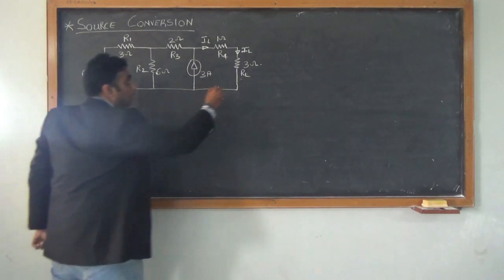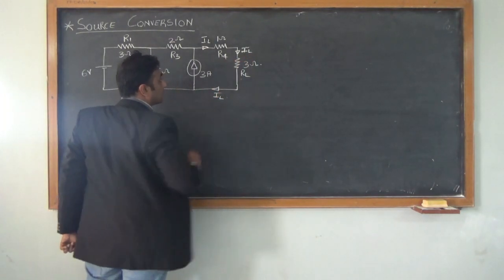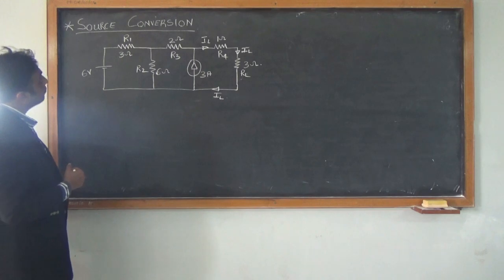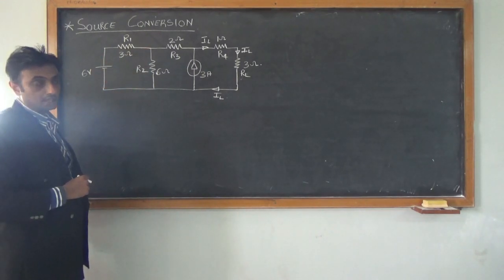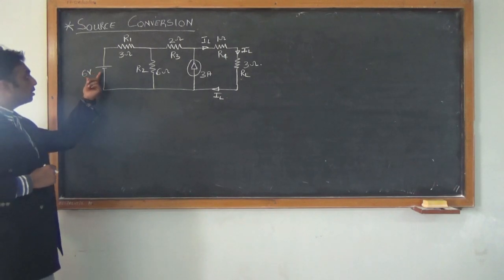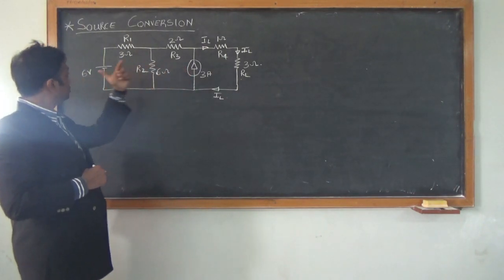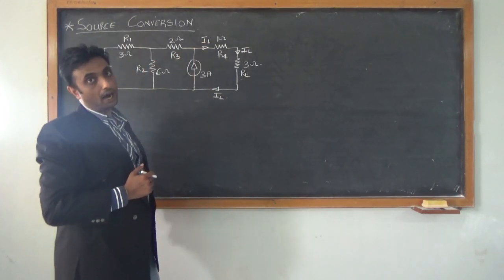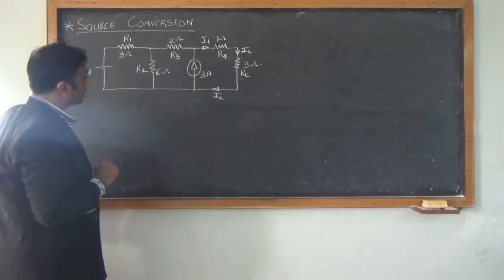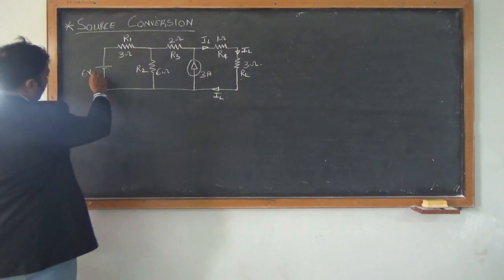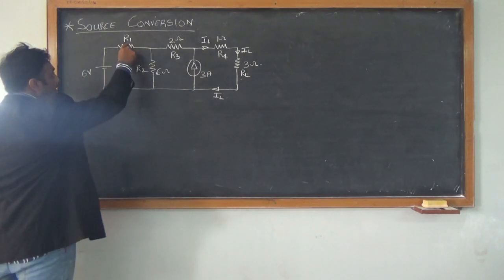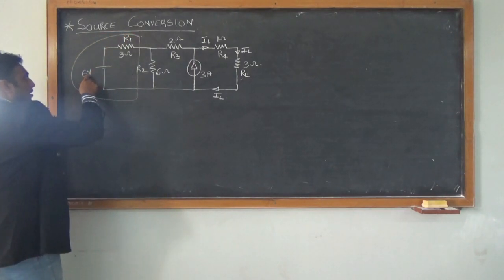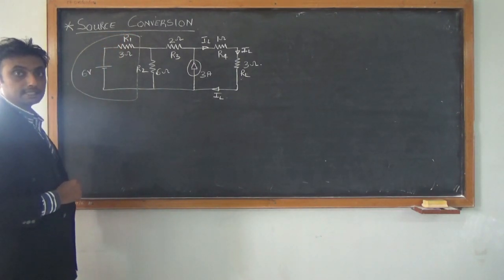Now, we basically have to find out the current flowing in this 3 ohms resistor. So if I want to use source conversion, I basically have to somehow combine both the current source and the voltage sources together so that I can find out my value of IL. To do this, the first thing we can see is we have a voltage source and a resistance in series.